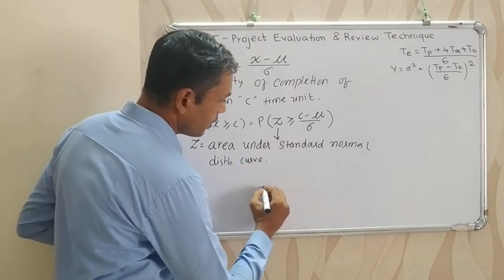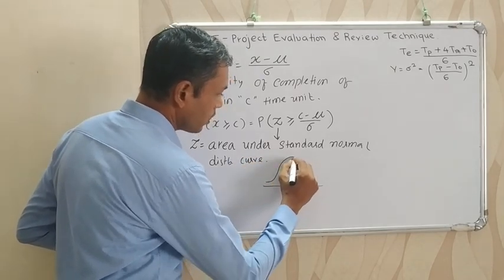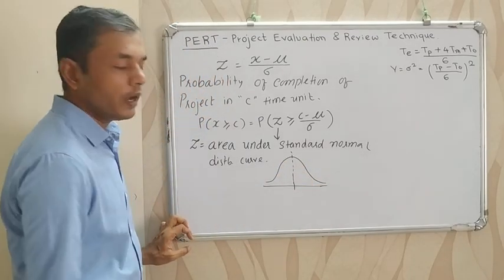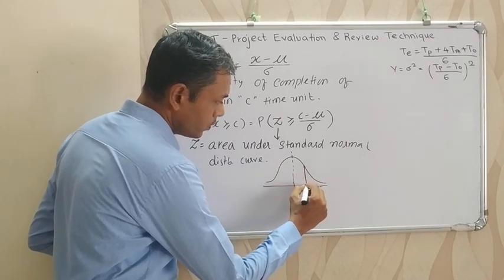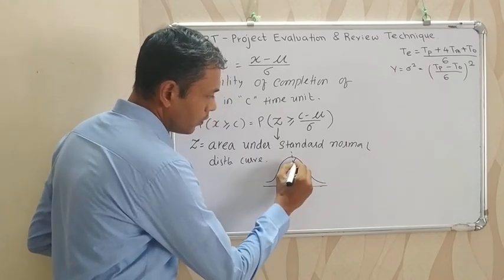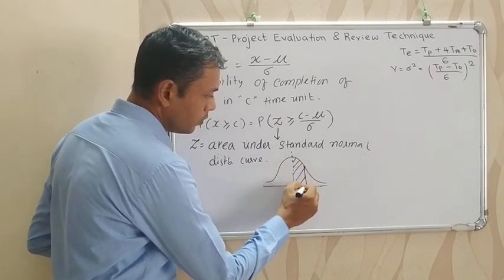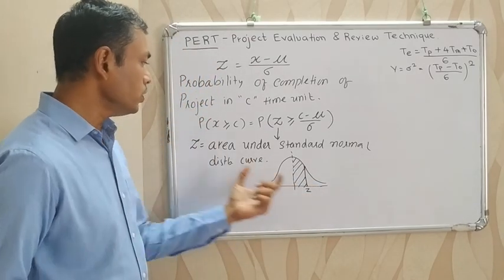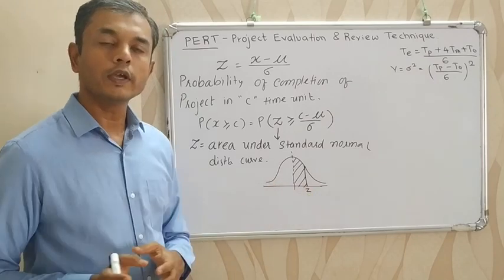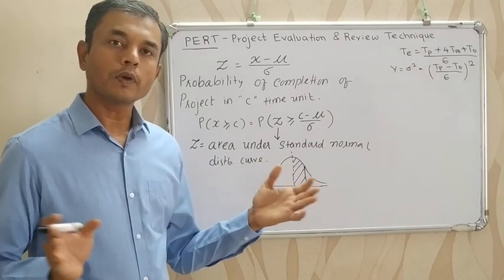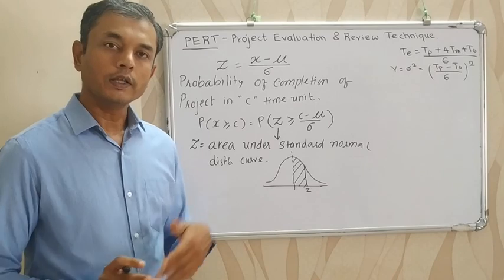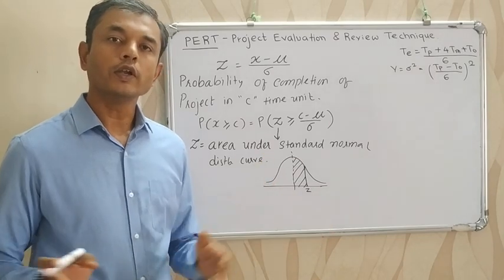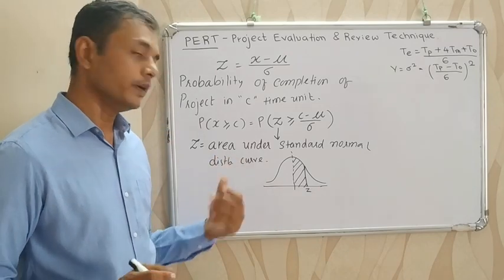So let's take a chart. It is a standard normal distribution curve. Here is the mean, and for a value of z, for the half part, the value is this much. From this value, from the table, we can calculate the probability of completion of the project. That we will check in an example. By taking an example, we will calculate how to calculate the probability.